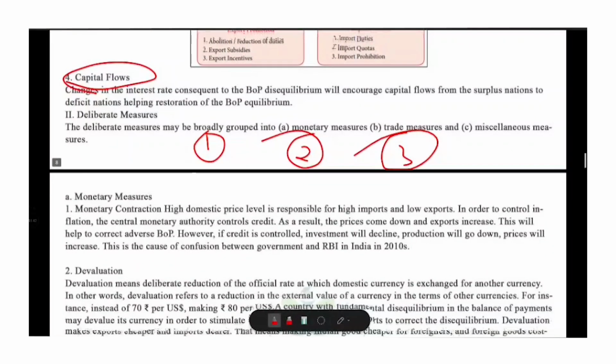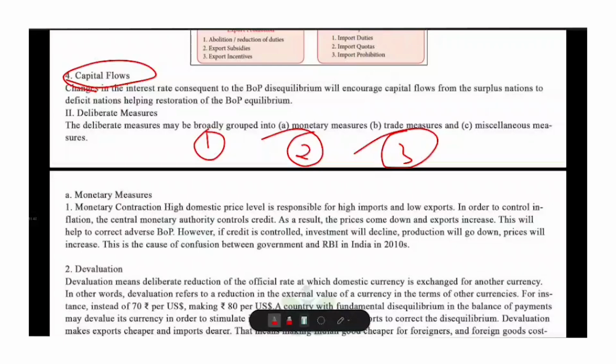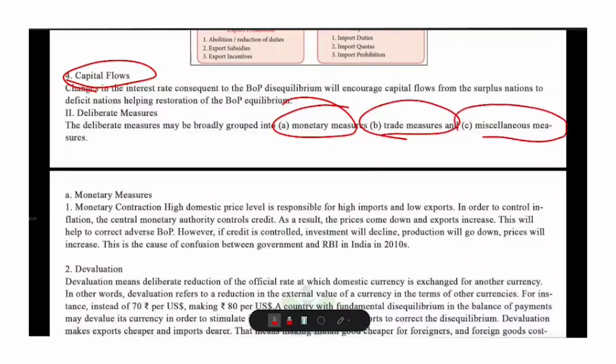Now, what are the deliberate measures to correct BOP? When automatic adjustments like price, income or interest rate changes aren't enough, a country can take deliberate policy measures. These are planned interventions by the government or central bank to restore BOP equilibrium. So deliberate measures are broadly classified into monetary measures, trade measures, and miscellaneous measures. Let's look at them one by one.